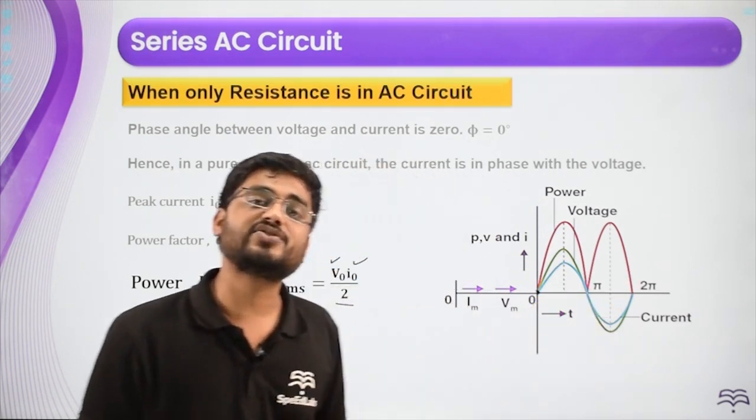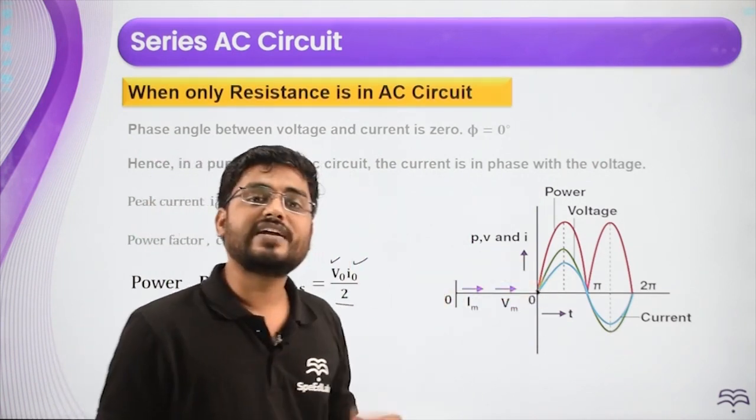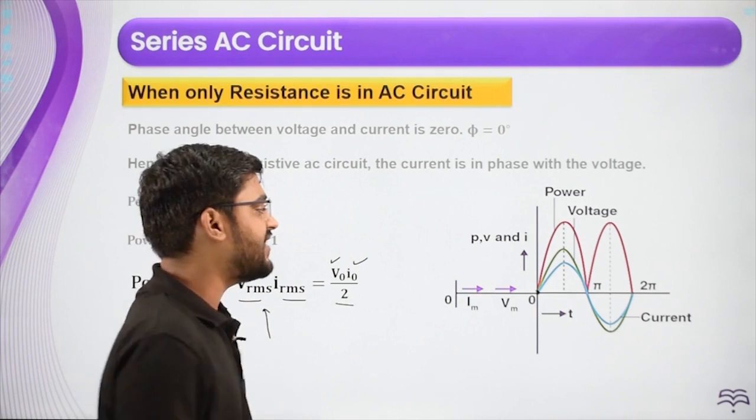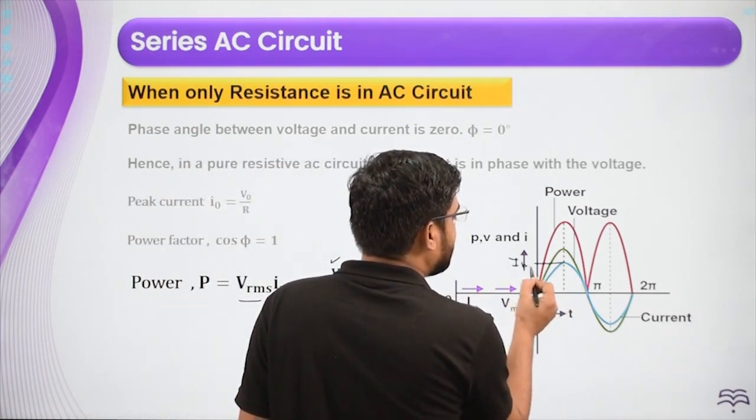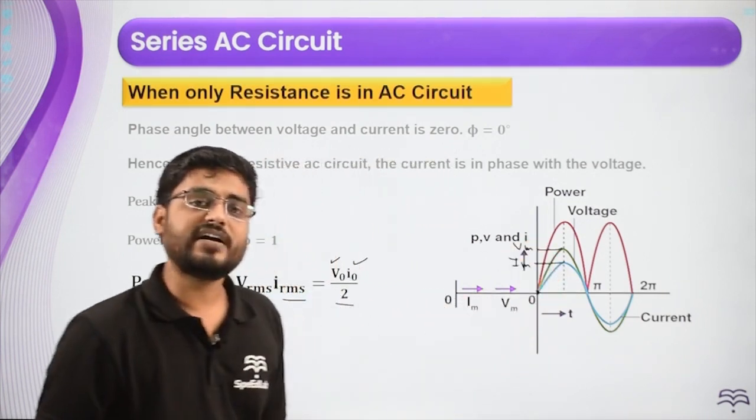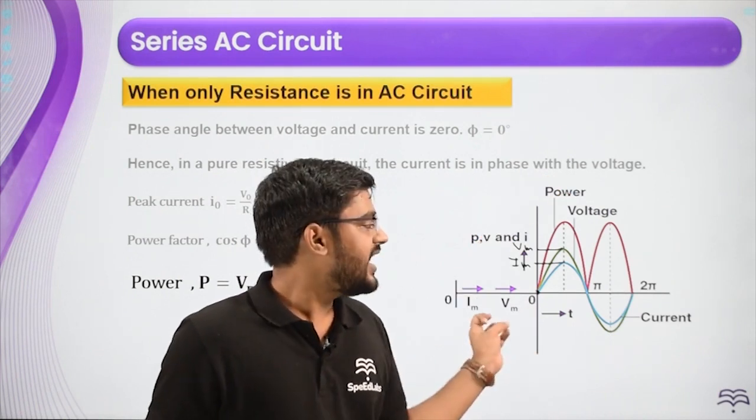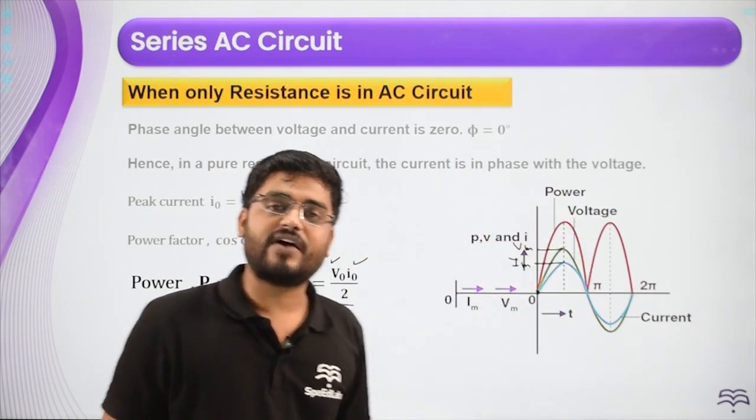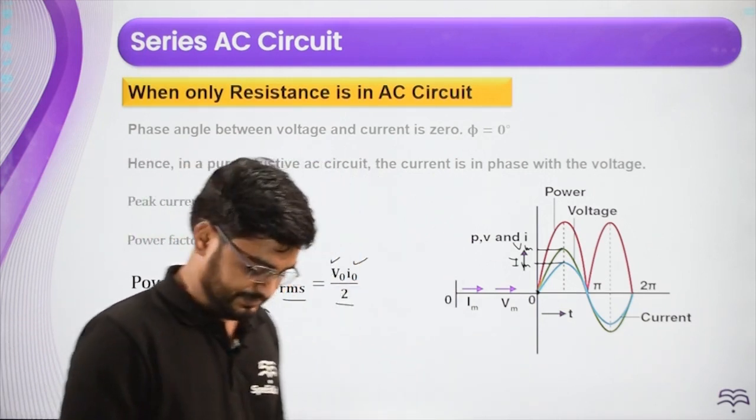So that's what it means to be in phase. Amplitude is different. One has Vm amplitude and the other has Im amplitude. So this is my Im amplitude and this is my Vm amplitude. The amplitudes are different, but they are simultaneously rising and simultaneously sinking. They have the same type of graph. Both are simultaneously zero and simultaneously have peak values.